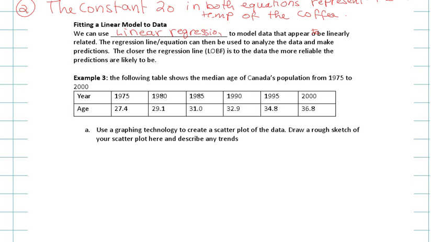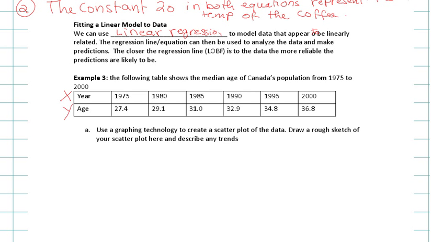Now, we're gonna look at these data. We have the following table, which shows the median age of Canada's population from 1975 to 2000. Okay? So we are going to graph this. But before we graph this, let's look at what represents what. If I'm gonna graph, I need X and Y. I need vertical and I need horizontal, right? Which one goes on the X, which one goes on the Y? The year goes on the X, and the age goes on the Y.